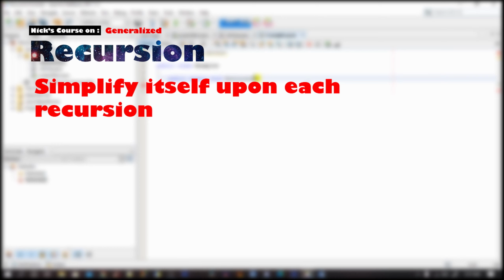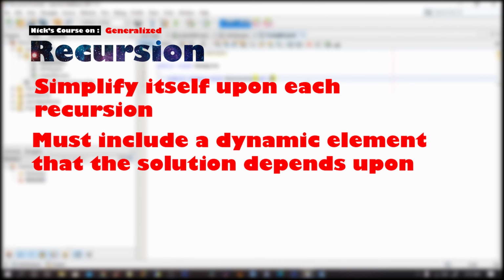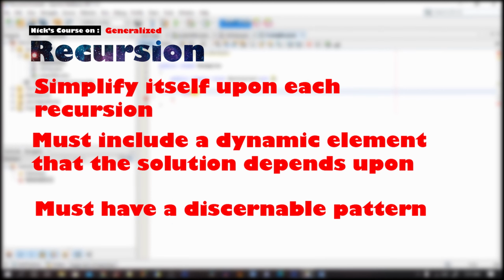From about 8 hours of research, I have deduced these 3 fundamentals when deciding whether a problem can be solved through our hero, recursion. Your problem must simplify itself over each recursion, must include a dynamic element which the solution is dependent upon. Your problem must have a discernible pattern.